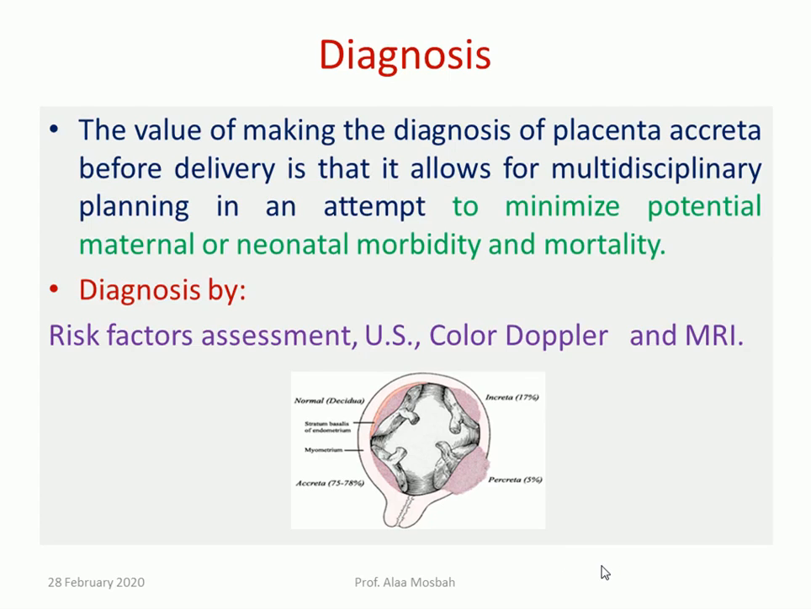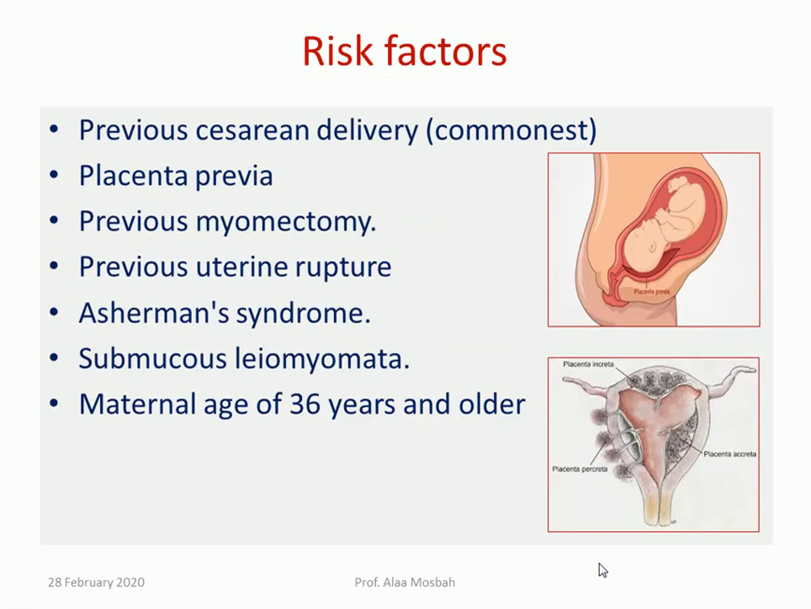Diagnosis is by risk factor assessment, by ultrasound, by color Doppler, and by MRI. About the risk factors, which are very important to know, previous cesarean section is the commonest one, and with an increased number of cesareans, the risk is also increased. Others include placenta previa, previous myomectomy, previous uterine rupture, Asherman syndrome, submucous myoma, maternal age of 36 years and older, and endometritis.